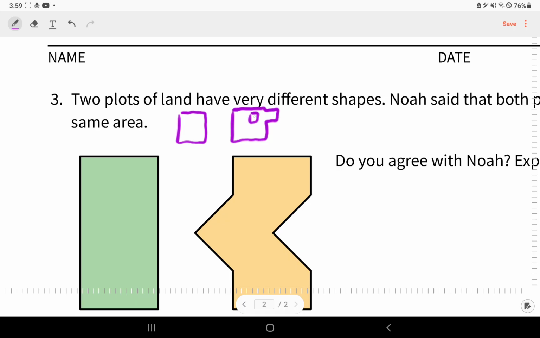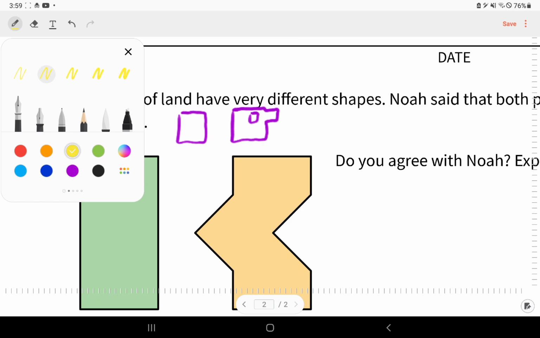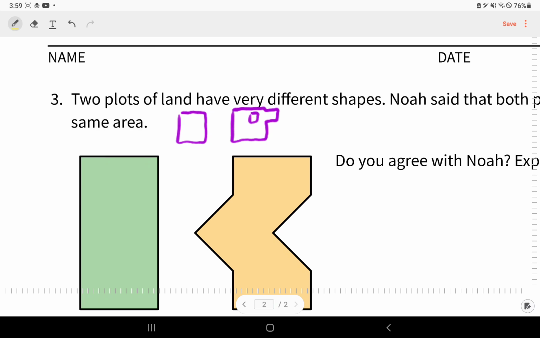And so this, my drawing still isn't great, sorry, but this was the same size as this. And so if I took this piece and put it back, then they were the same size.